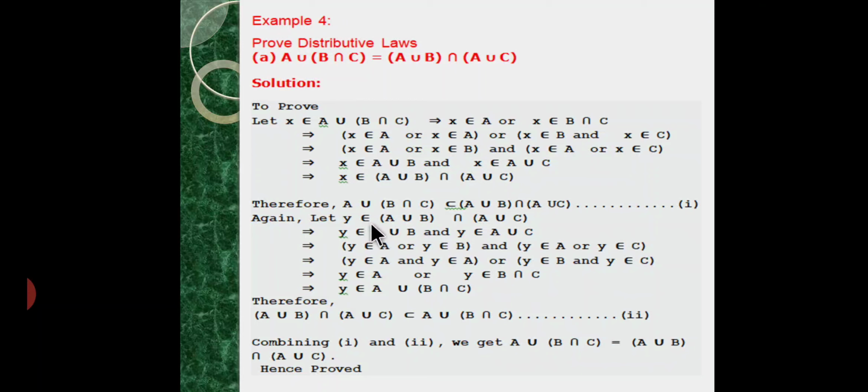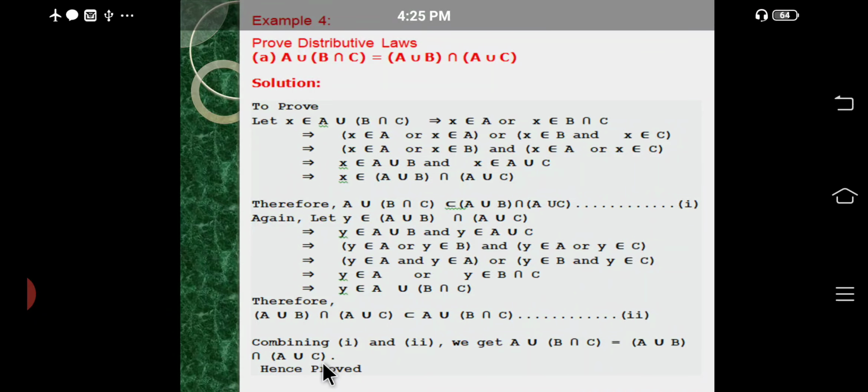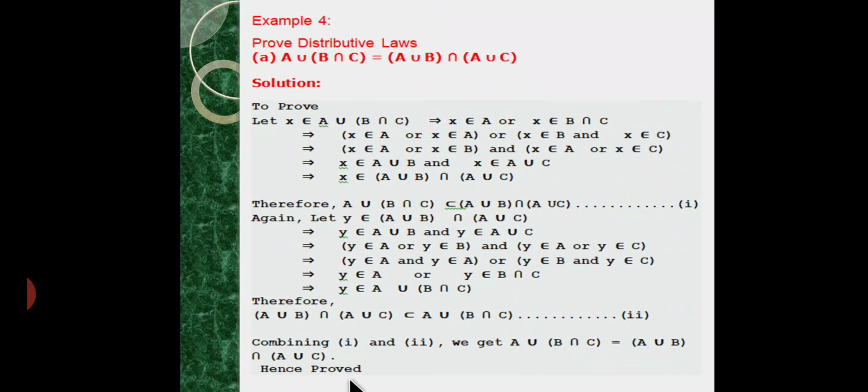So here we consider y belongs to (A union B) intersection (A union C). Here we prove y belongs to A union (B intersection C). From this we write (A union B) intersection (A union C) is a subset of A union (B intersection C). Let it be equation 2. So from 1 and 2 we write A union (B intersection C) is equal to (A union B) intersection (A union C). Hence proved.